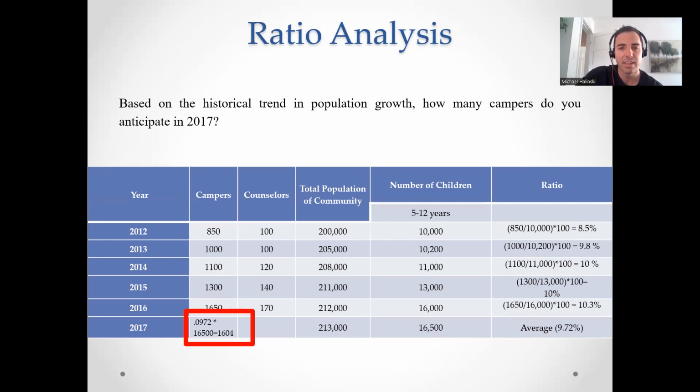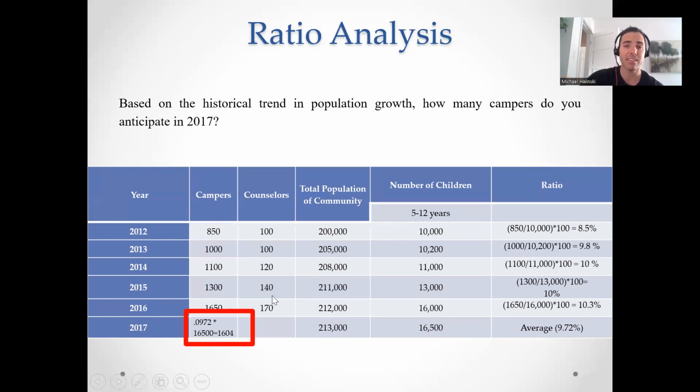So that's fine. One question you might have is why 0.0972? The percentage really just reflects the idea that it's out of 100. So it's 9.72 out of 100, or the average would have come out to 0.0972. Okay, so multiply that by 1650.